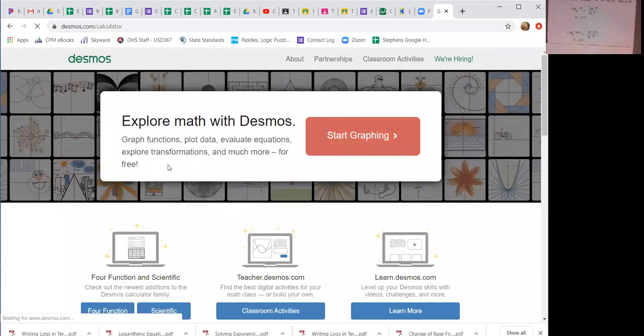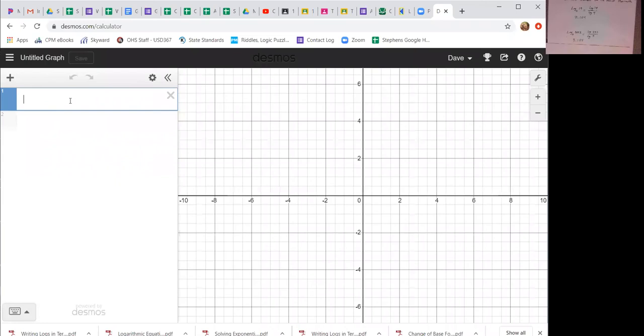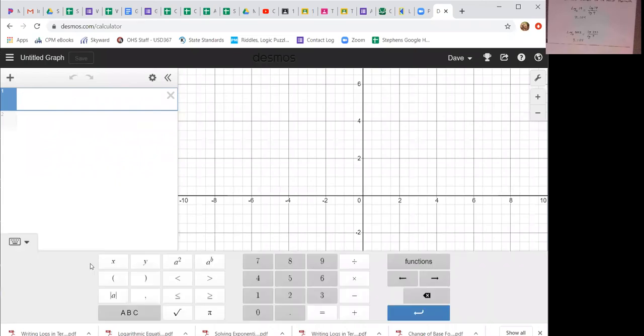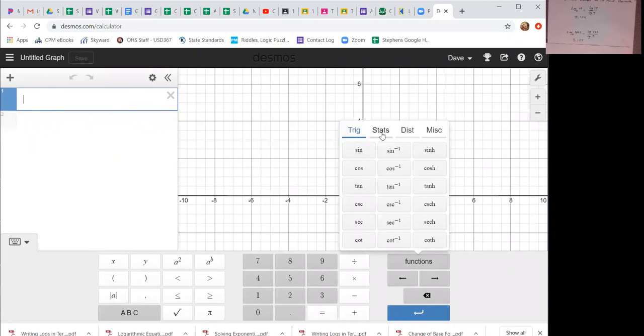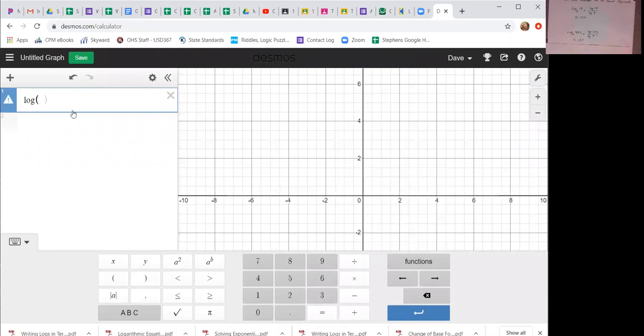Great, cool, neat. All right, I don't need that. I could just use this side as a graphing calculator. So I'm going to go over here and let's take a look at the logarithms that they give me. So I go to functions and I go to miscellaneous, and it gives me log, log A, and natural log. All right, so I'm going to use the log base 10.